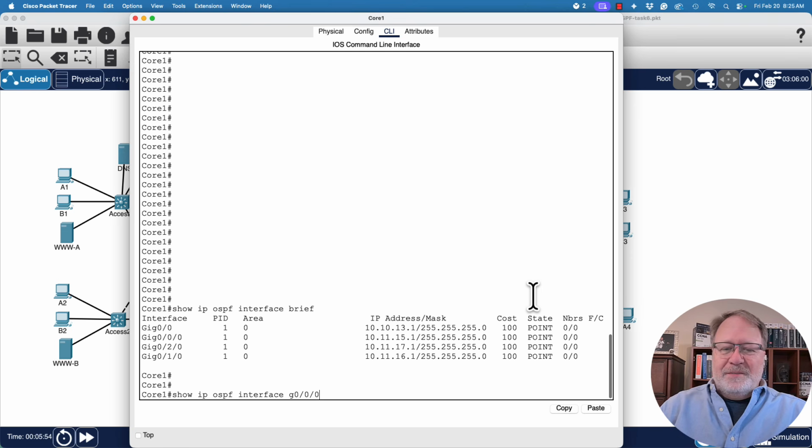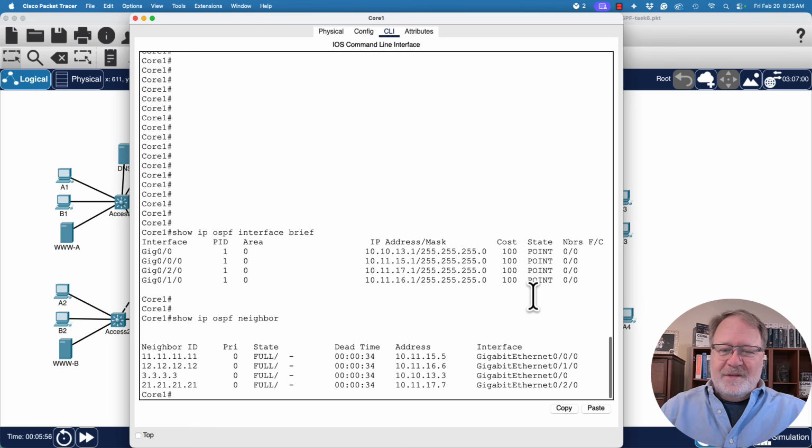Let's see, show ip ospf neighbor. Now, if we look at the 4 neighbors, first off, the ones that are double digits in each octet of the router ID, those are the 3 branch offices, 11, 12, and 21. And look at the state column.